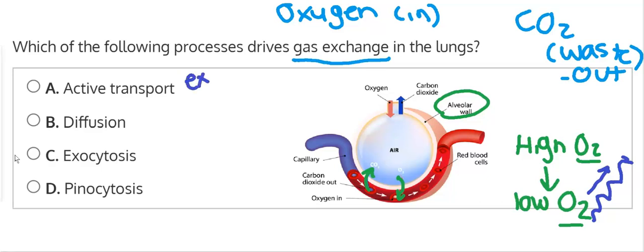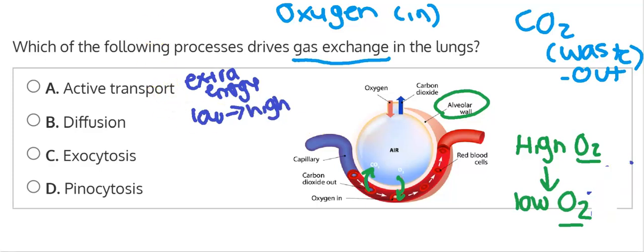So active transport requires extra energy as you move against the gradient when you go from low to high. As opposed to diffusion, when everything moves easily from its high to low state, which is what is occurring in this example. Oxygen is moving from high to low, so this gas exchange occurs via the diffusion process.